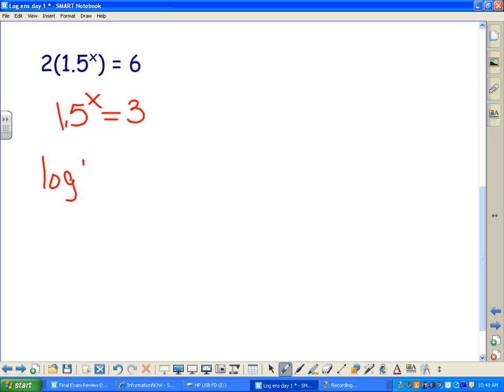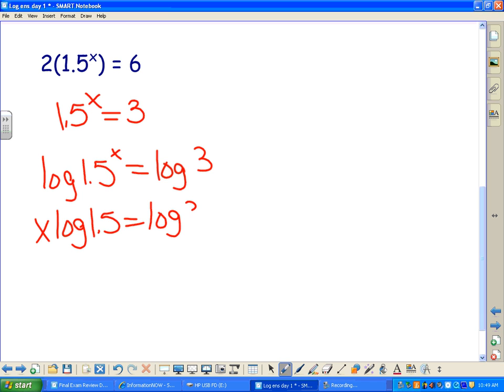Why is taking the log of both sides so nice? Because that exponent can do what? Come out in the front. And as soon as that exponent is out in front, can you solve for the x? Yep, all you have to do is divide by the log of 1.5. Could you punch that into your calculator then and get a decimal? Okay.